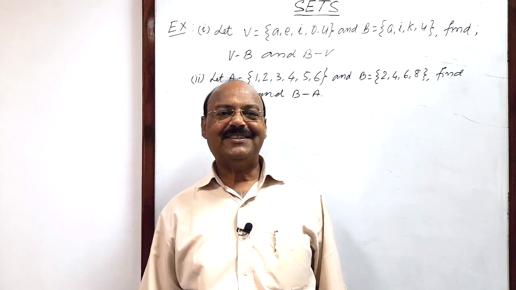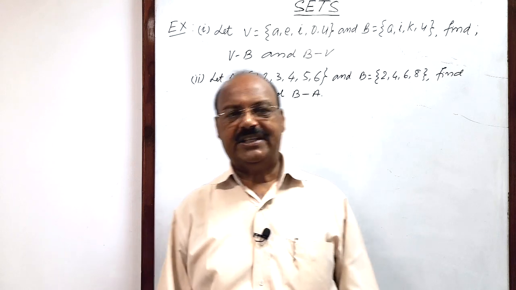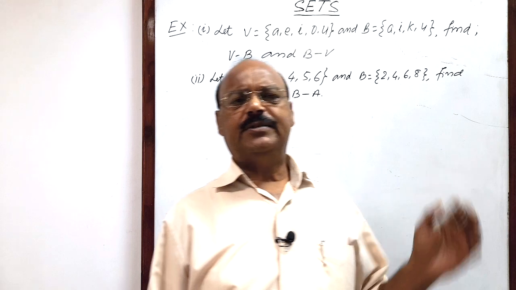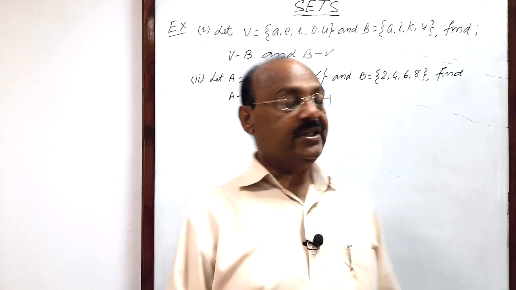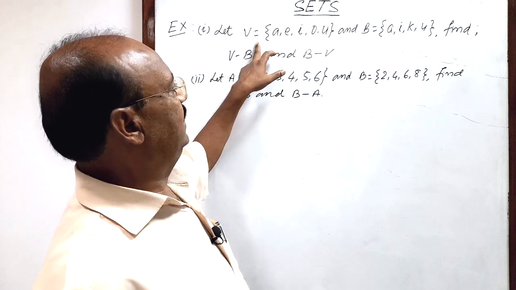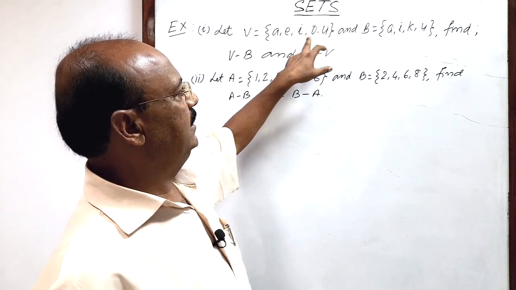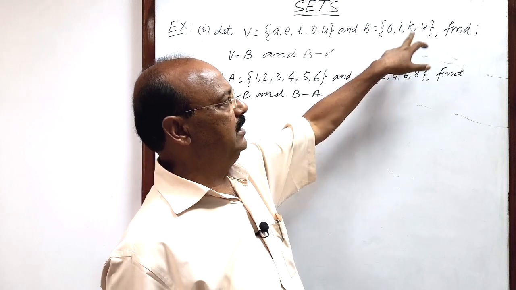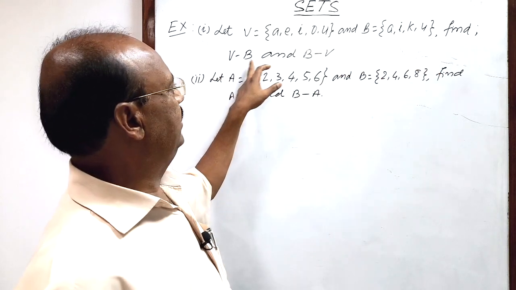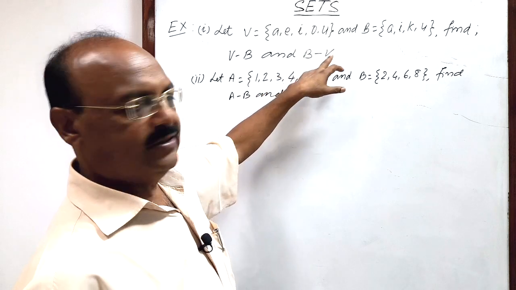Welcome students. Let us see a very interesting and simple question from the chapter sets. Question is based on finding difference of two sets. Here question is, let V be a set having elements A, E, I, O, U and B is a set with elements A, I, K, U. Then find V minus B and B minus V.